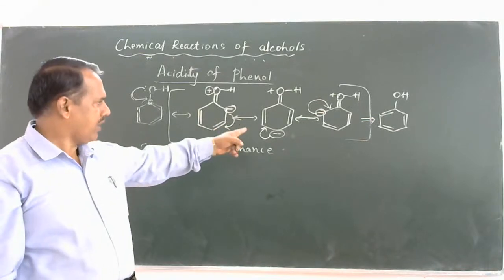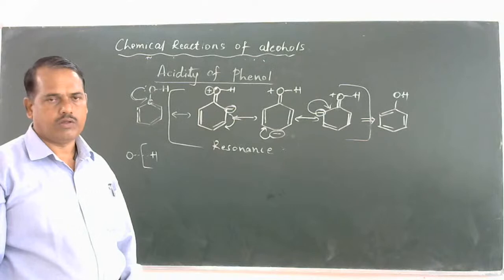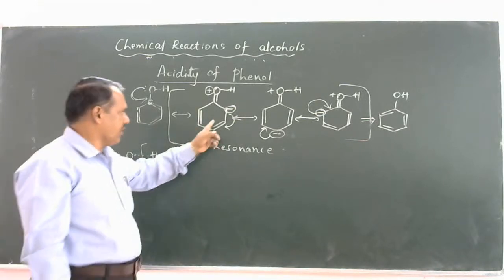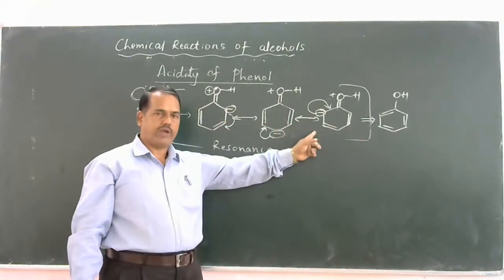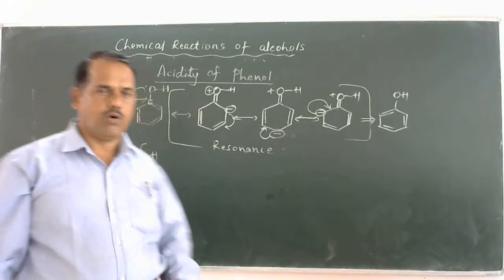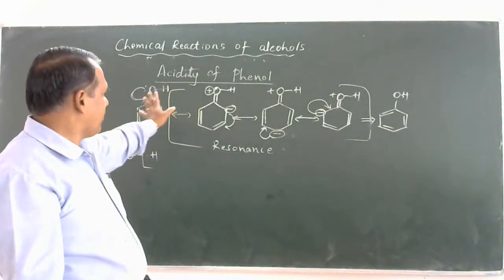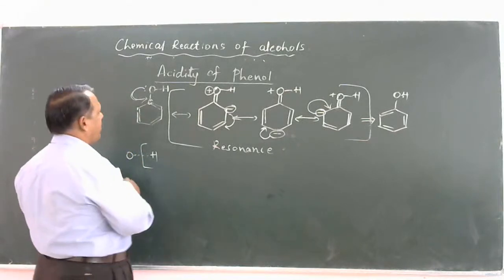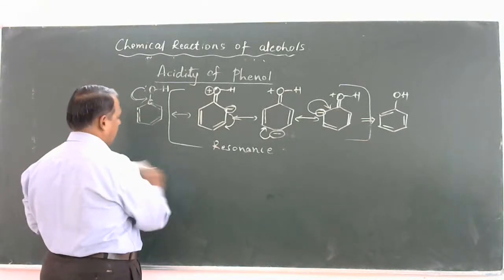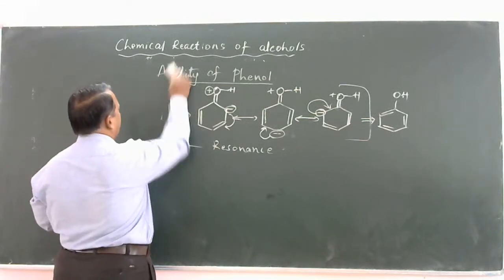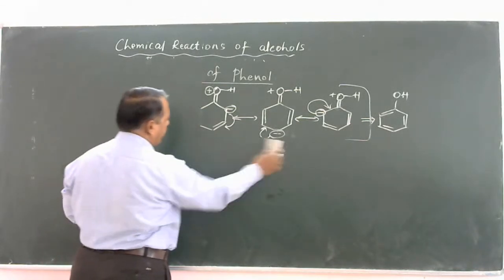You have to explain the resonance, as shown on the board. You studied in the first piece itself how to write resonance. Resonance hybrids are more stable. Okay, this is nothing but the acidity of phenol. Then we shall discuss the next part, which is the comparison of the acidity of alcohols and phenols.